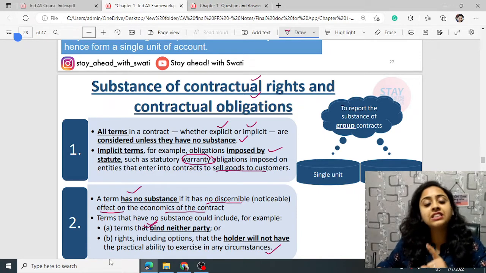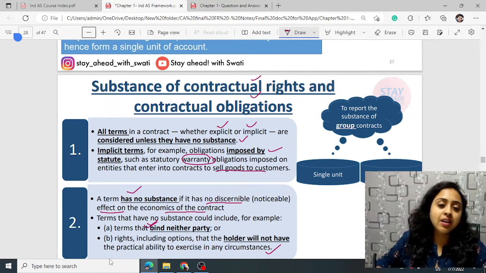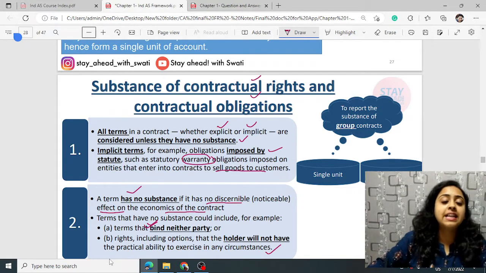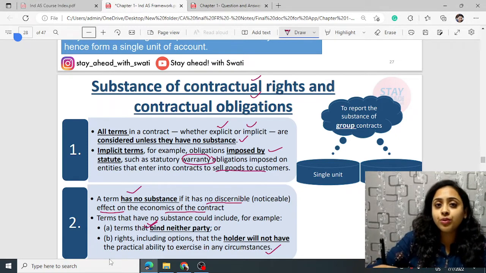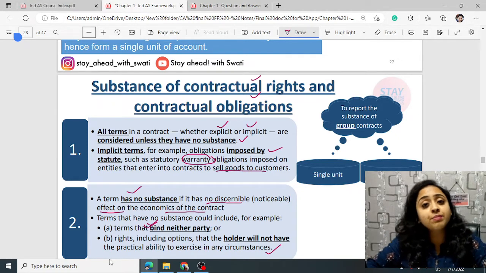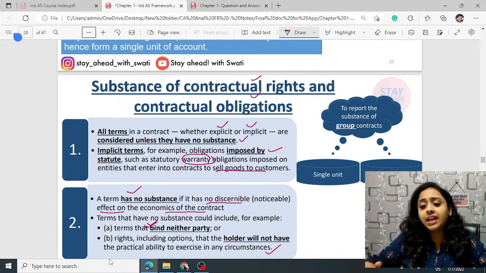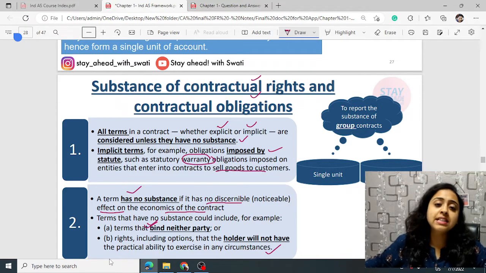And since such conditions have no substance, they will not be considered while seeing all the terms and conditions of the contract, either explicit or implicit. Explicit means expressly discussed at the time of negotiations, and implicit means not discussed at the time of negotiations. If they can be separated, then account for them separately. If they cannot be separated, then treat them as a single unit.